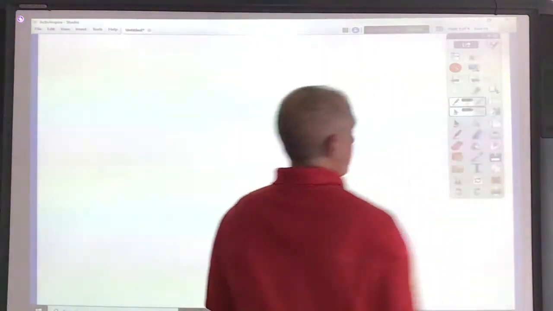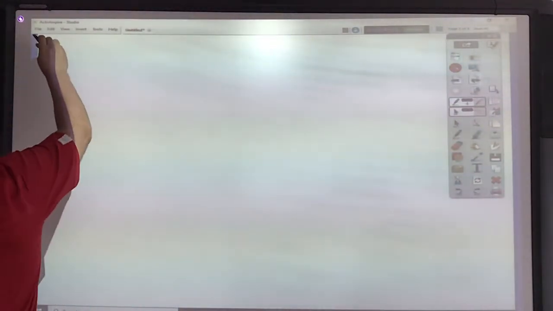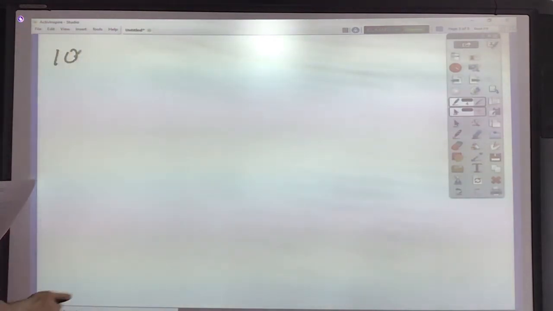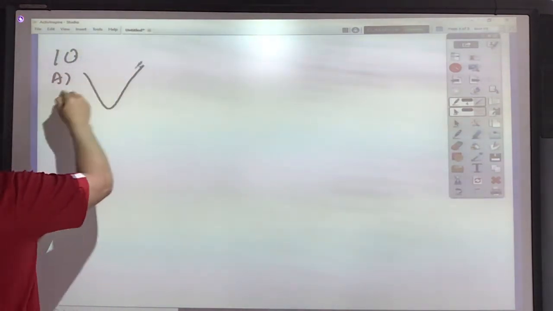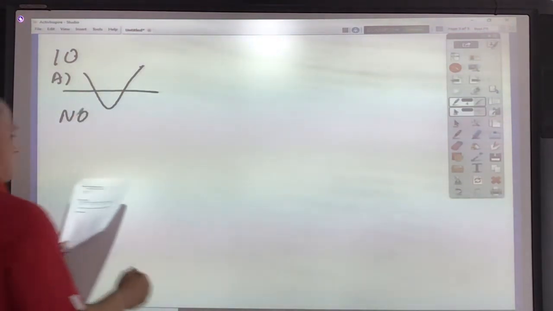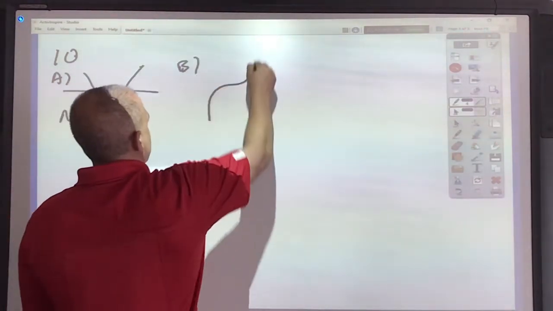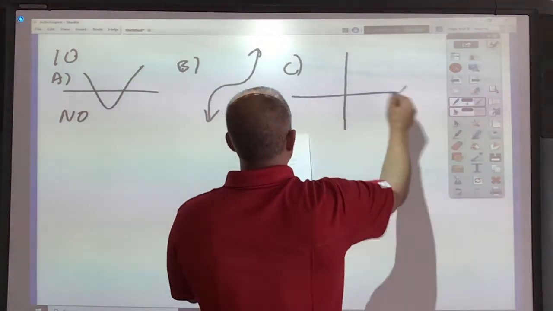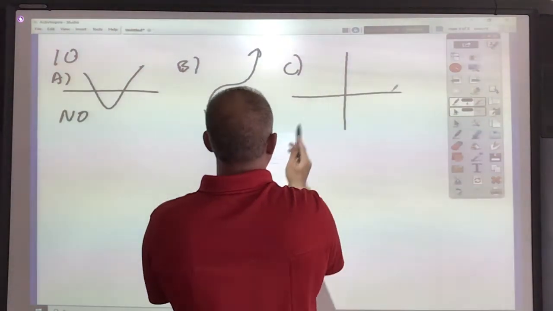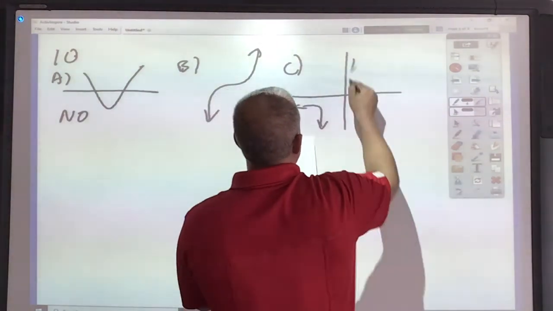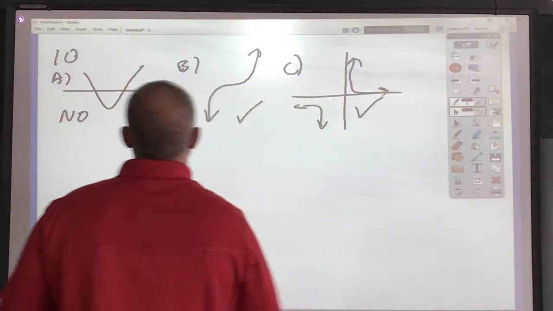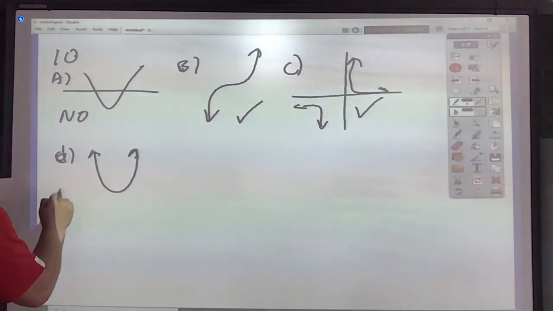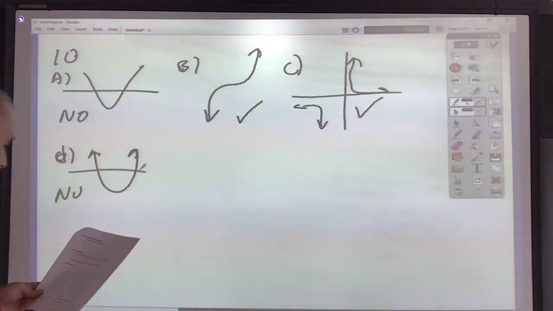All right? Let's go to question 10. Question 10, all right? This one does not pass the horizontal line test, so it does not have an inverse, that's a no, okay? B, all right, this one would have an inverse. C, okay? This would be one of those ones like this, where it does one of these numbers. So this would have an inverse, okay? And then letter D would be like this, horizontal line test, no. So I just gotta find the inverses for B and C, okay?